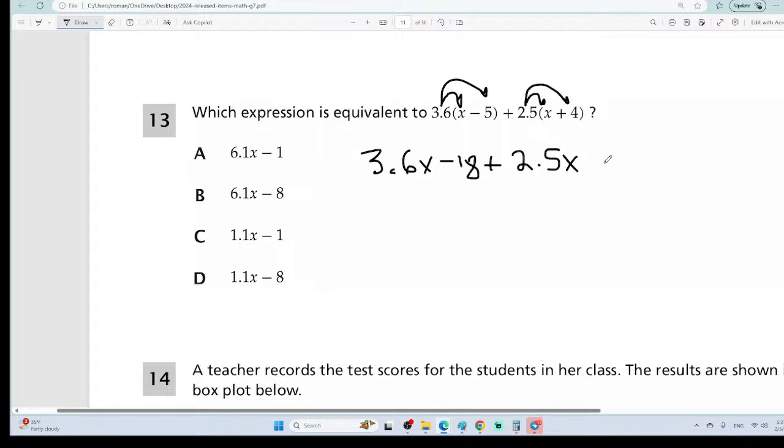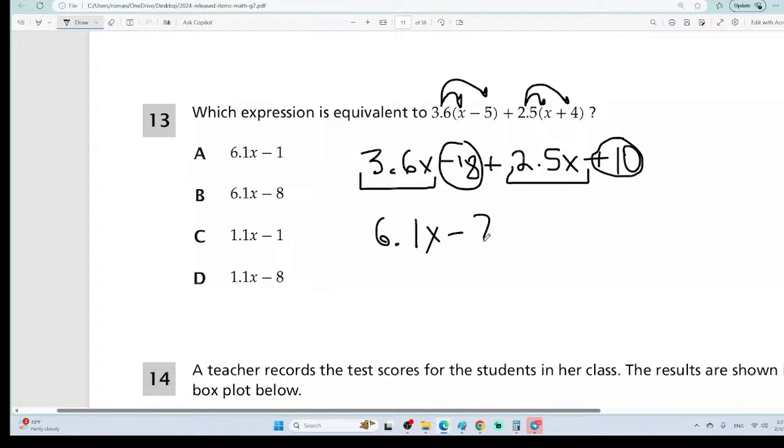It's going to be 2.5x plus 2.5 times 4, which is 10. And now we have to combine like terms. Like terms are 3.6x and 2.5x, which add up to 6.1x, and -18 and +10 add up to -8. This is it. The correct answer is B.